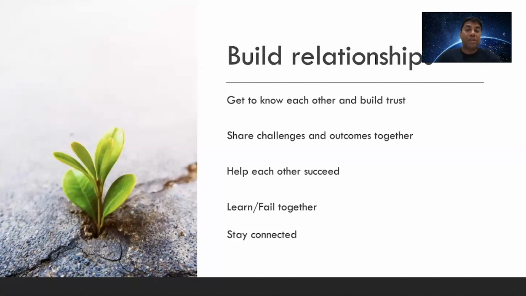And finally, you can stay connected. Everything comes together, and that's very important to building a relationship that can last for many product cycles or for many product generations inside a company. Of course, people come and people leave, but once you understand how to work effectively with others, you're building a good relationship that can last forever. And that's exactly what we saw here: get to know each other and build trust, share challenges and outcomes together, help each other succeed, learn and fail together, and finally stay connected.